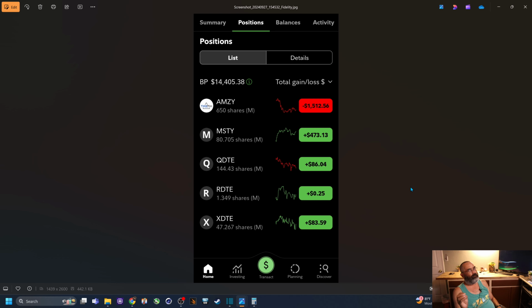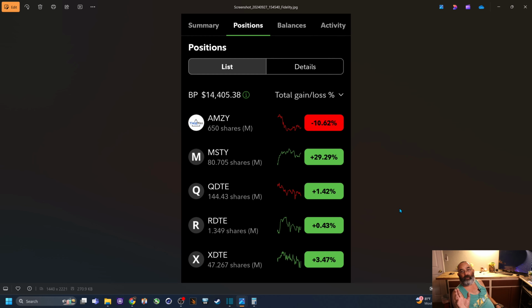All right, with this screenshot, this is the total gain or loss of each position since I've owned them. AMSI was coming so close to hitting $20, it fell back down. But anyway, I'm down $1,500 with AMSI. We still have a long way to go before earnings and the next dividend payout, though. MSTY's doing well, QDTE's doing well, and the XDTE is doing well for my portfolio. RDTE just started, not much.